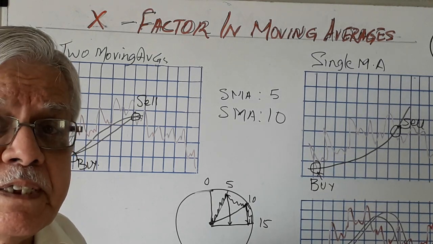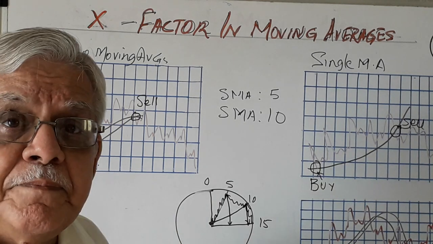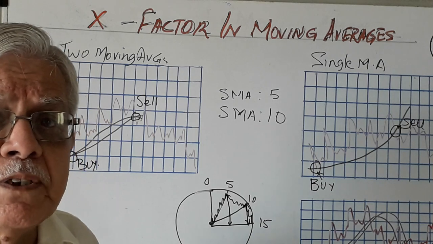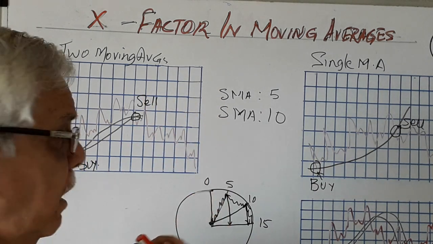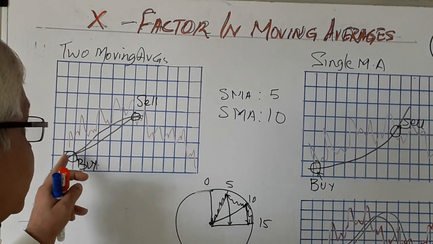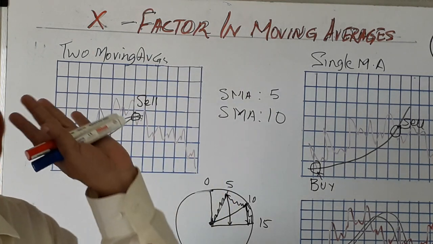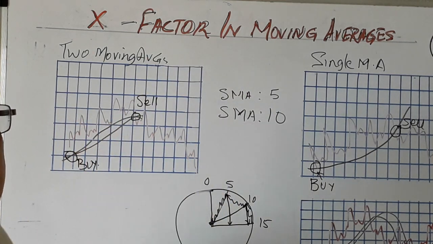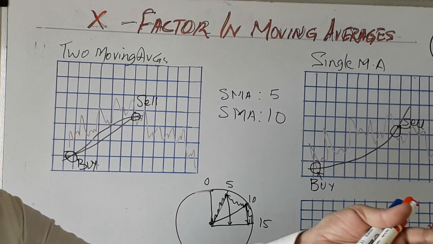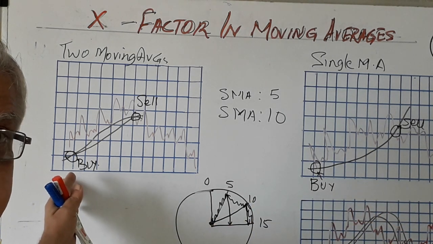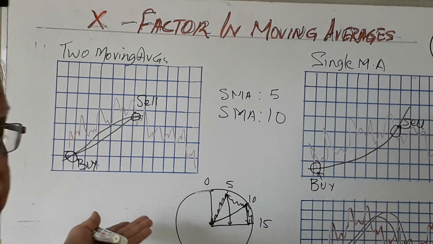Therefore, friends, I always say that moving averages, they are always right because it is a lagging indicator. The price has already performed yesterday. It is recorded. It is not the future which can go wrong. It is the past prices. So this is correct always.